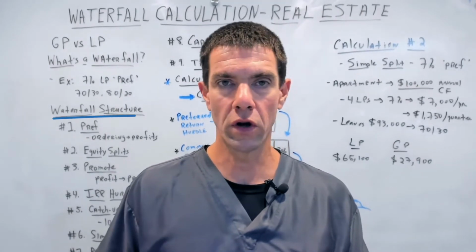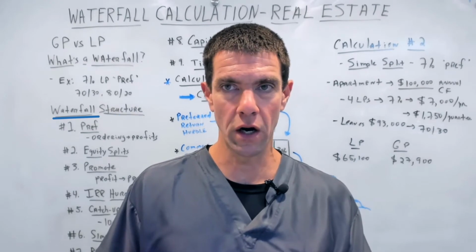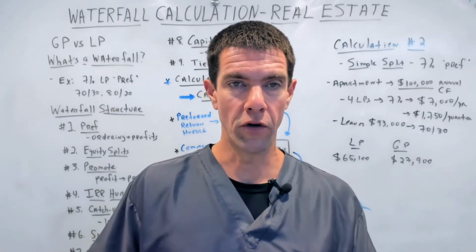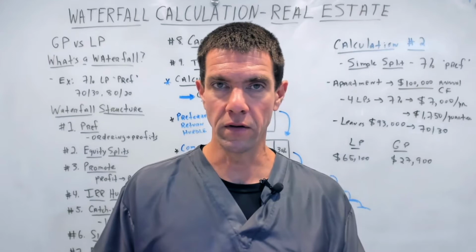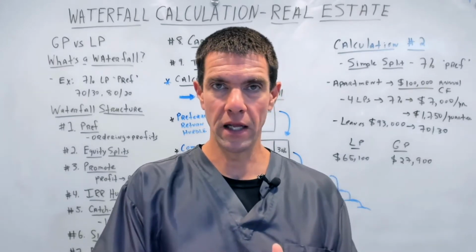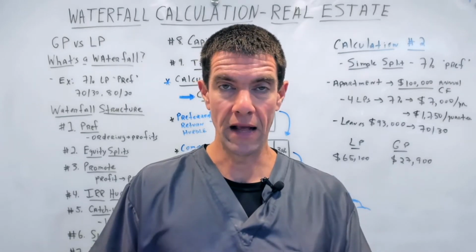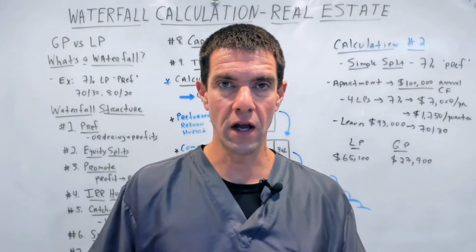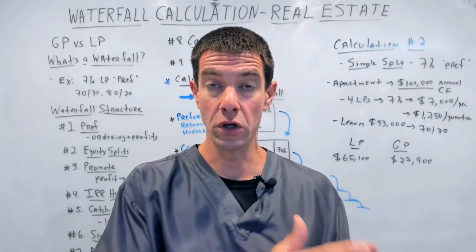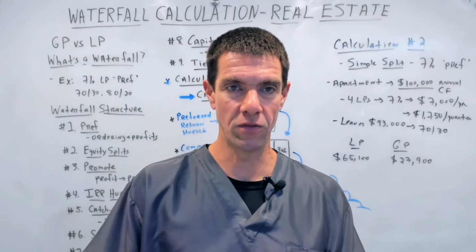Waterfall structures occasionally rely on the IRR, or the internal rate of return, to trigger different payment scenarios. So for instance, when certain IRR hurdles are accomplished, the split between the GP and the LP can actually change. Why this is done is to keep the general partners incentivized to do their job and get the best investment returns.